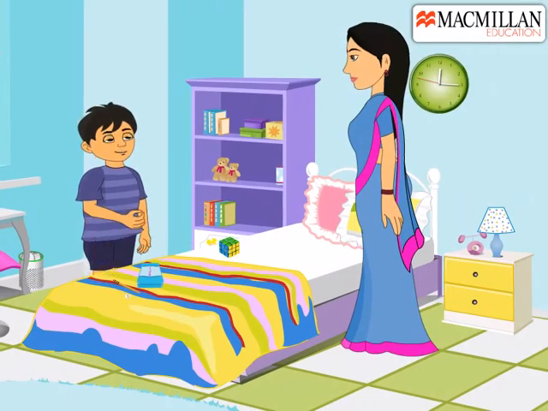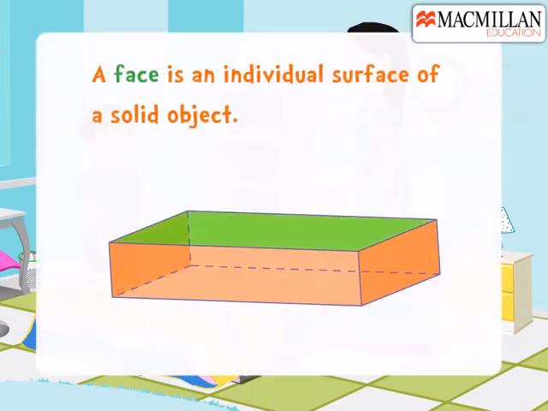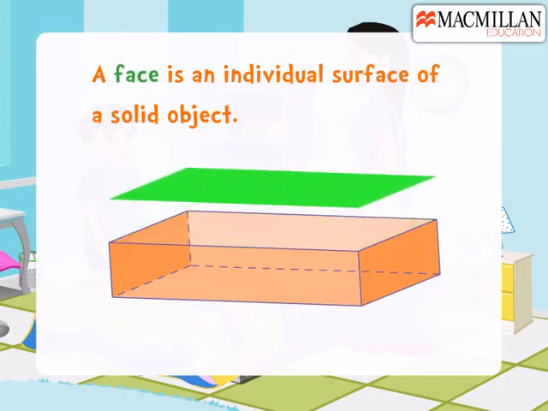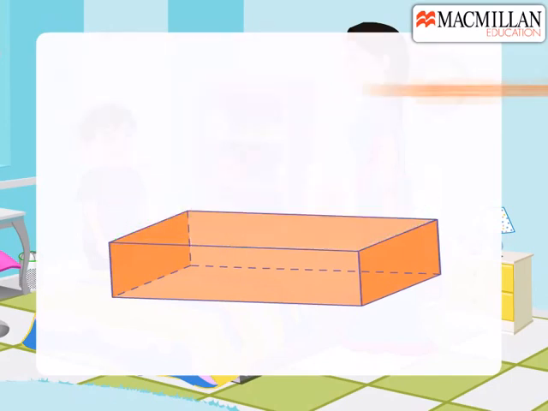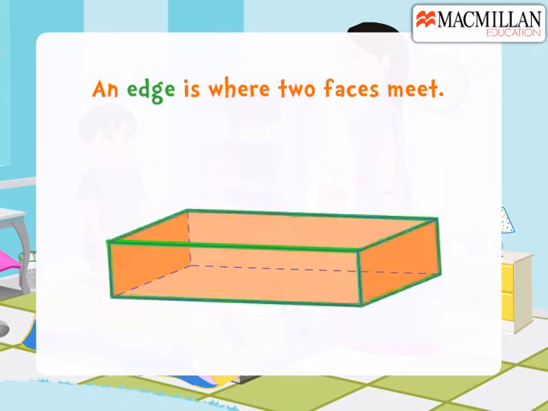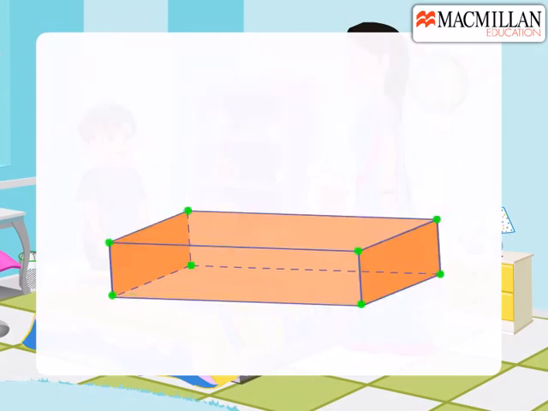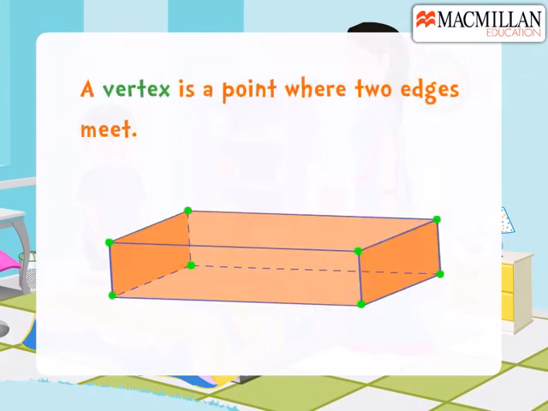Mom, how come a pencil box has a face? And you just used a new word, edge. What's that? No, my dear, it's an object with faces, edges, and vertices. A face is an individual surface of a solid object. An edge is where two faces meet. A vertex is a point where two edges meet.